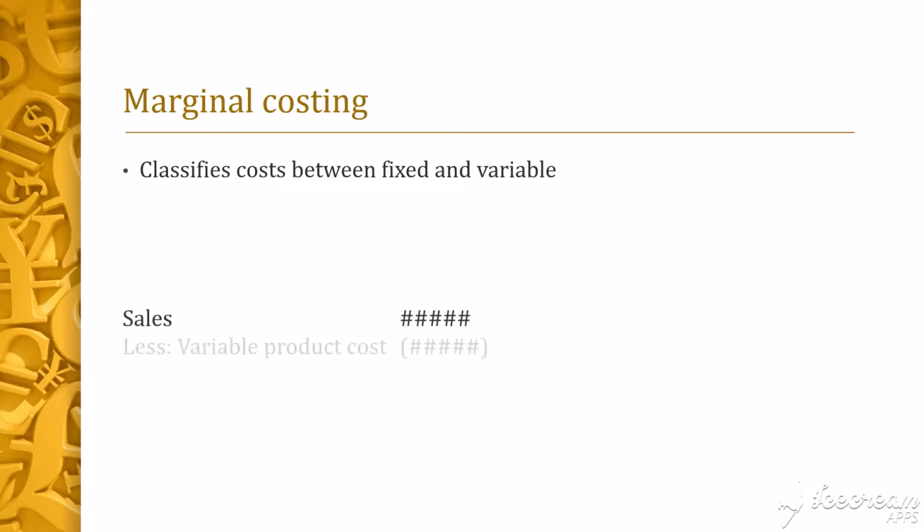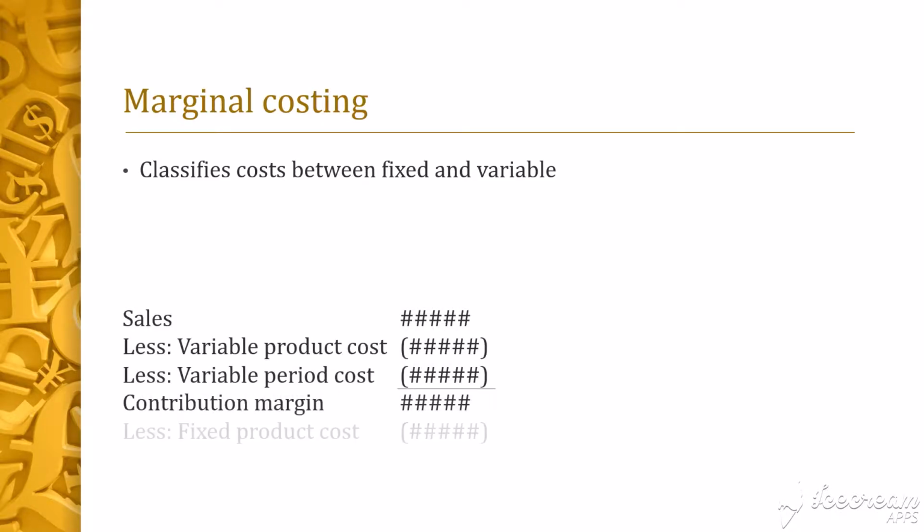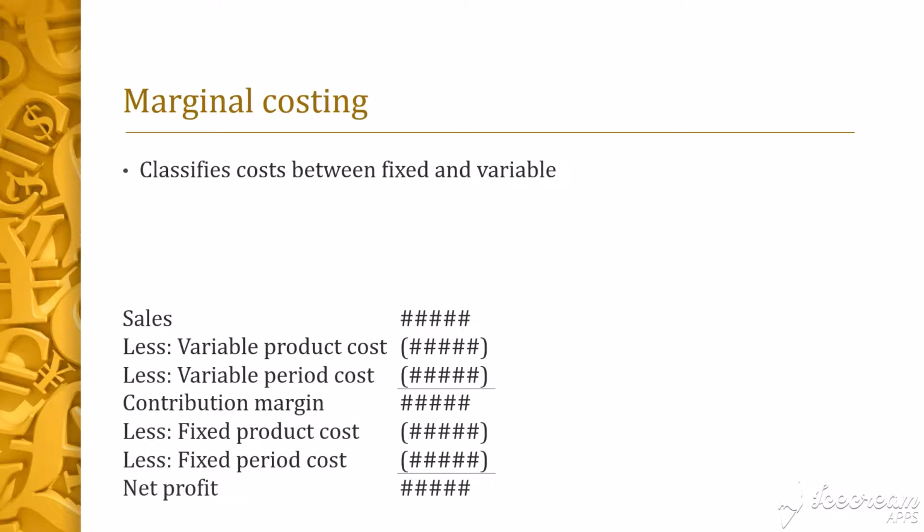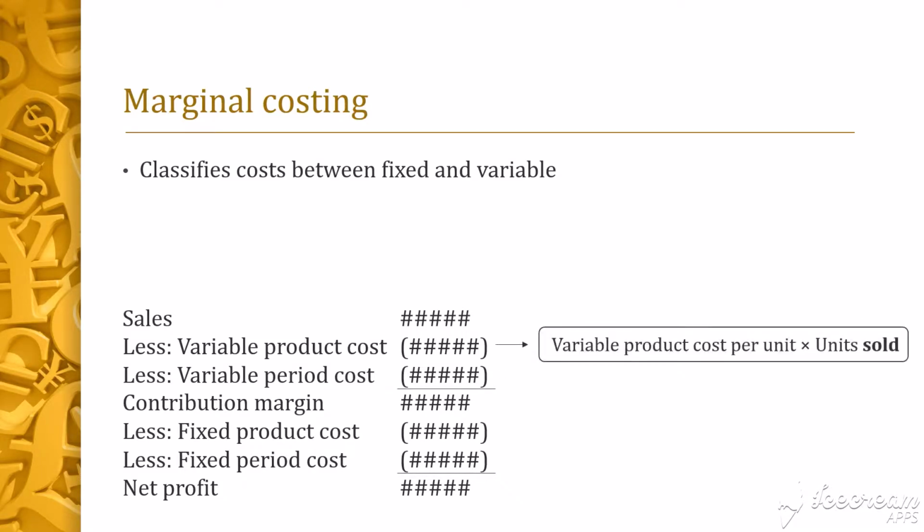Here's how an income statement under marginal costing will look like. We will take the sales minus variable cost, which gives us the contribution margin. Then we will minus the fixed cost to arrive at the net profit. Please note that the variable production cost is computed by multiplying the variable product cost per unit by the units sold, not the units produced.